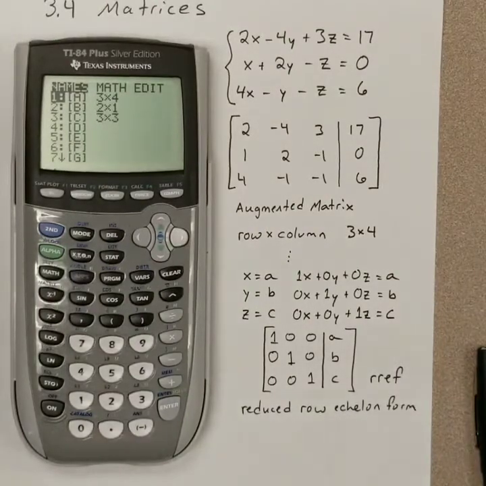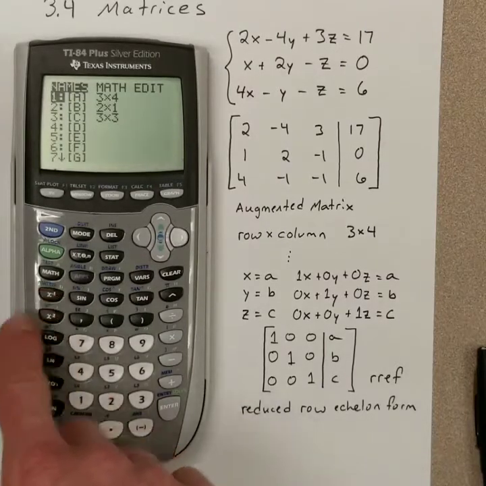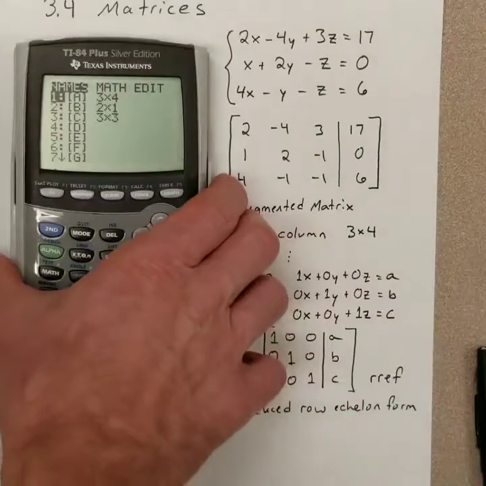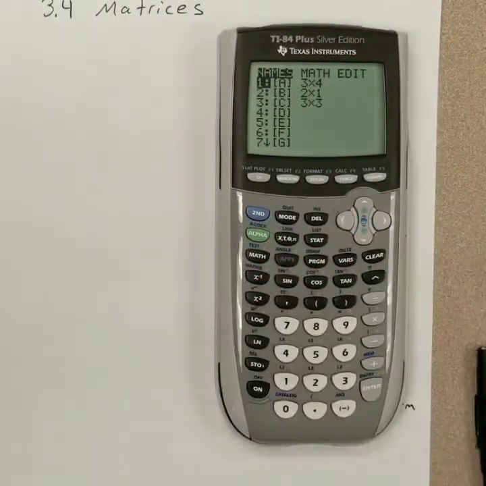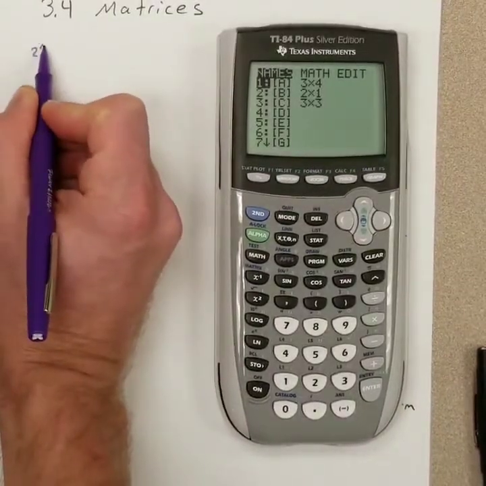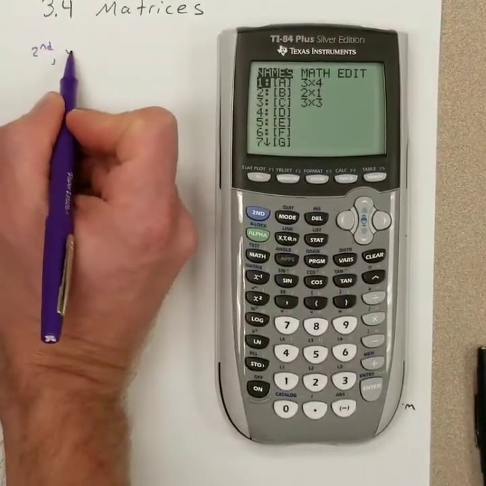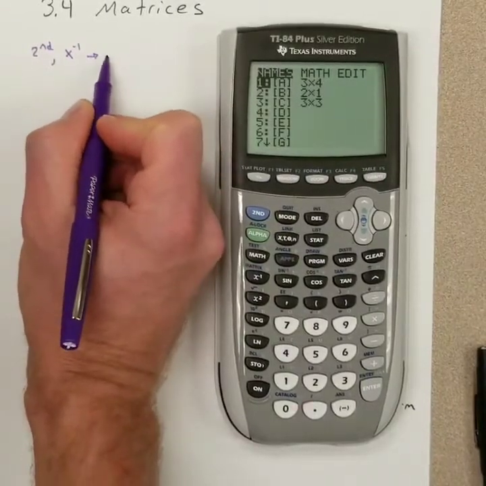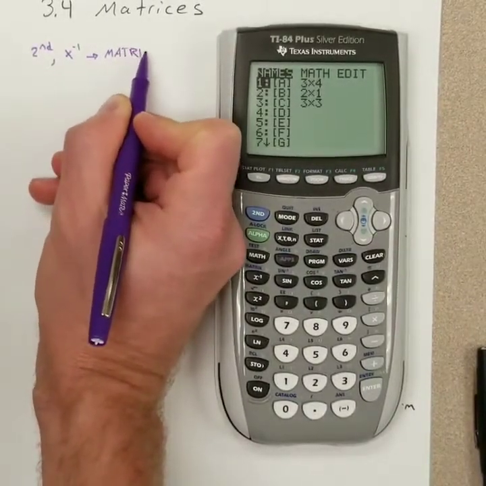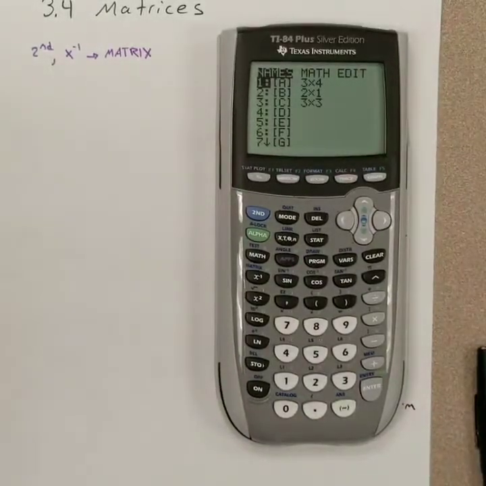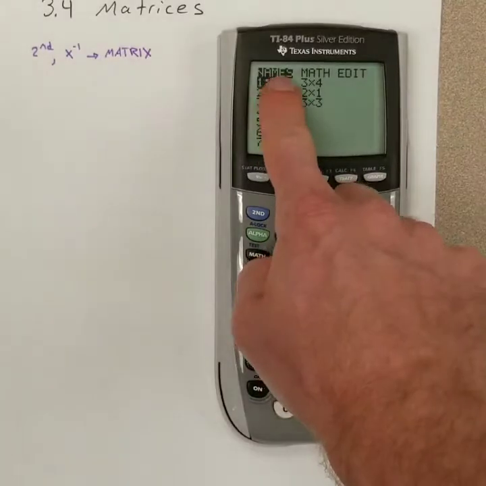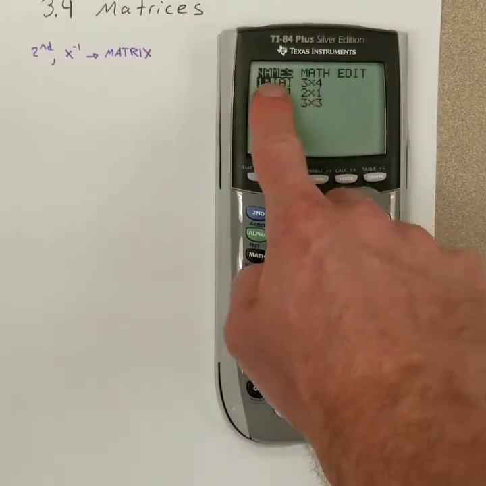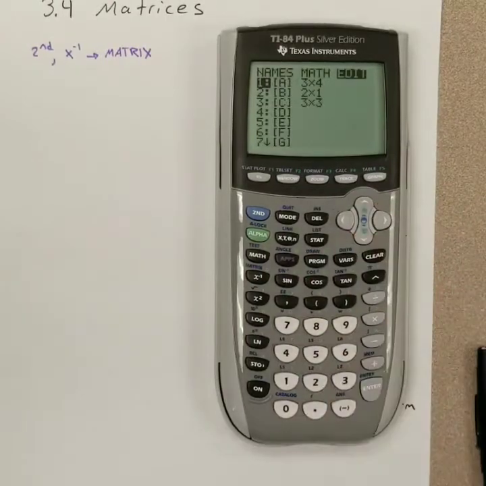Now if you have a different calculator, it may be somewhere else, but all your calculators should have some sort of matrix menu on it. While I'm going through this, I'm going to move the calculator over and list out the steps for you as we go. So you're going to do the second button and then the X inverse button, which takes you to the matrix menu. That's the first thing you do. Then along the top, you have three different menus within the matrix menu: names, math, and edit. You want to go over to edit.